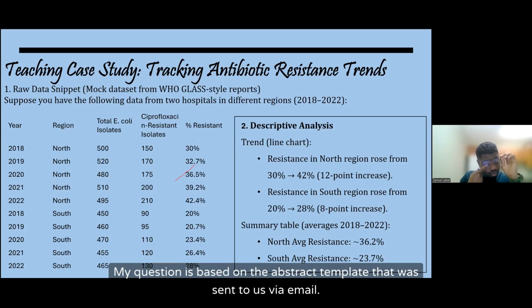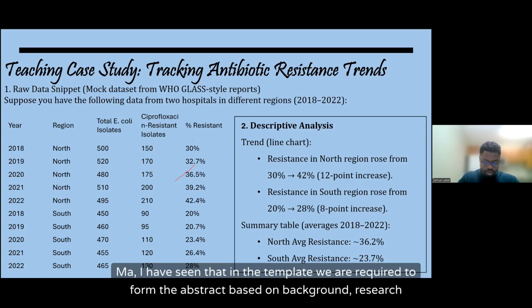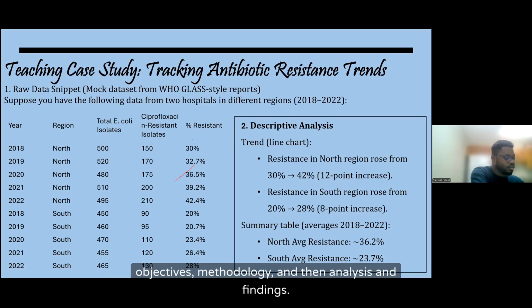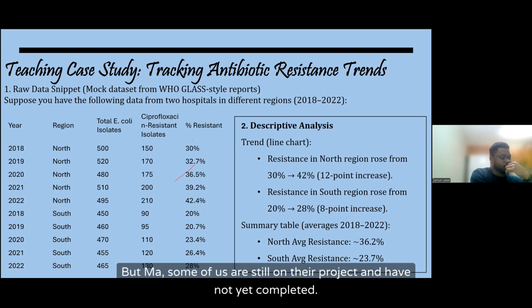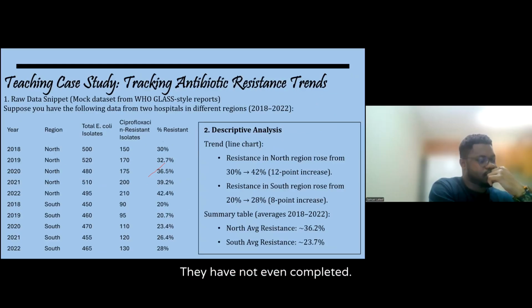My question is based on the abstract template that was sent to us via email. I have seen that in the template, we are required to form the abstract based on background, research objectives, methodology, and then analysis and findings. But some of us are still on our projects and have not yet concluded. And I think for you to write a method and highlight your findings, it requires data. But some of us do not have the data; they have not even concluded. So, how is it going to be?